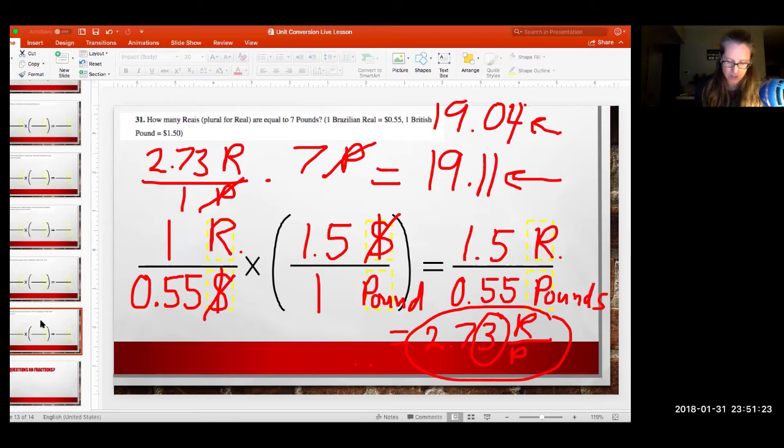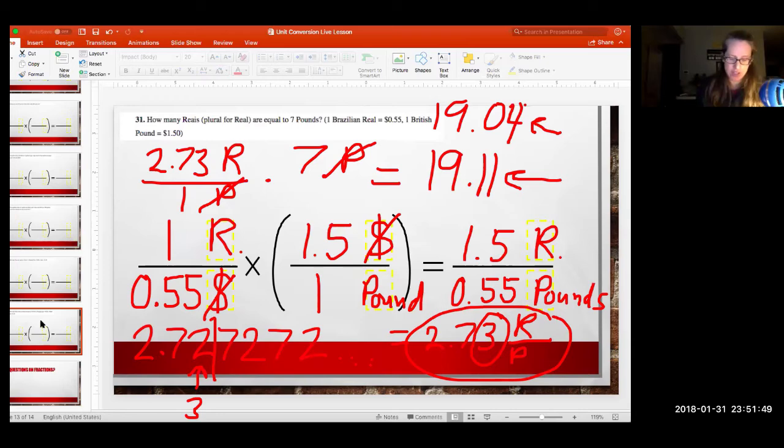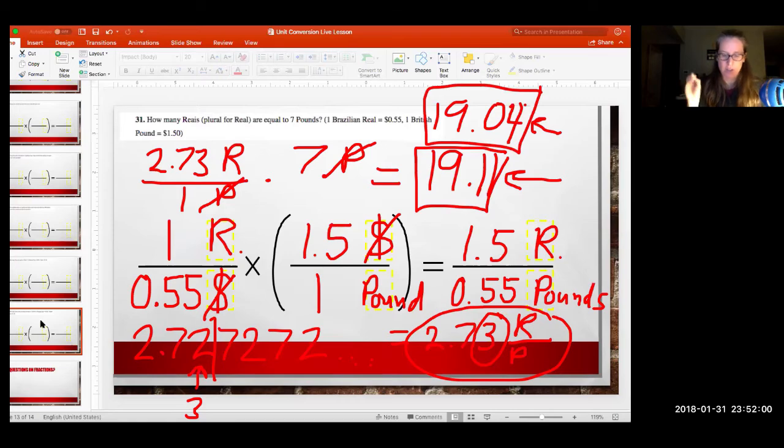Starting over. Okay, so when you do 1.5 divided by 0.55, you get 2.727272, and then it goes on. And we need to cut it off right here where the cents are. So it's closer to having this be a 3, if you remember your rounding. So when we cut it off right there, we should round that to a 3. So this is probably a better answer, but this is pretty close.